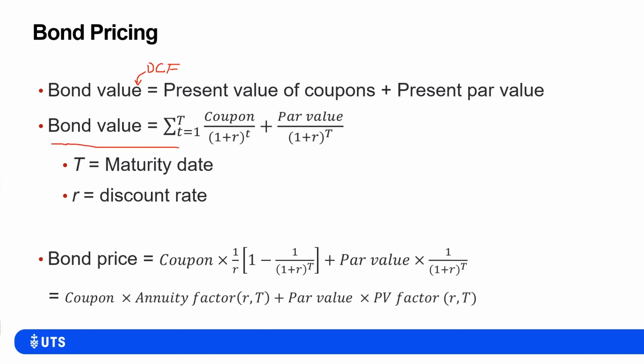And alternatively, this first formula over here can be transformed into the second formula on this slide, which actually means that the bond price is equal to coupon times an annuity factor with the parameters of R and T, plus the face value times a PV factor. Again, for the PV factor, the parameters are R and T again.